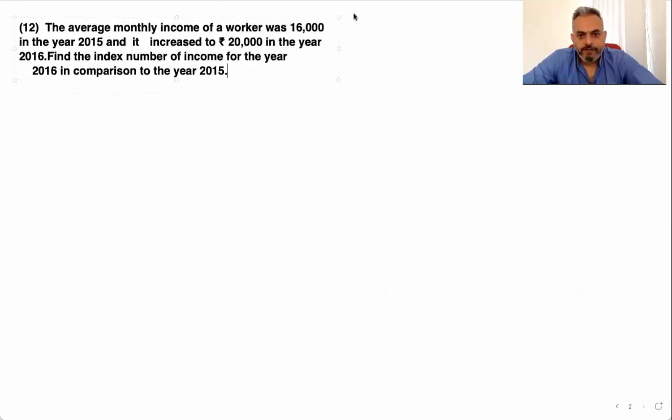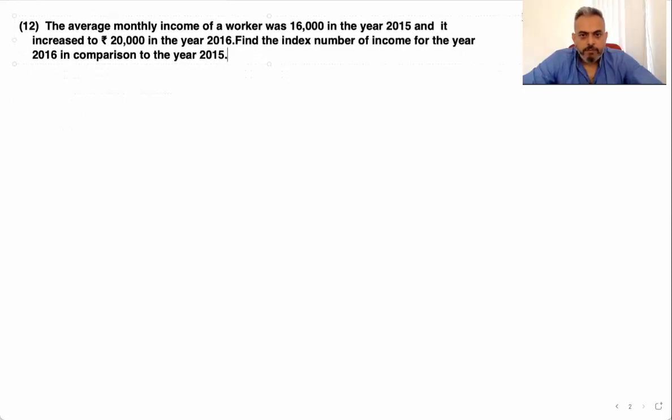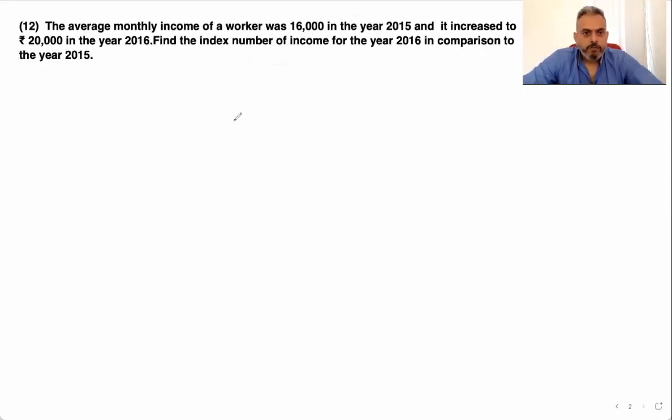Question 12, section C. Average monthly income of a worker was 16,000 in the year 2015 and it increased to 20,000 in the year 2016. Find the index number of income for the year 2016 in comparison to the year 2015. So very simple. Let's write the solution.